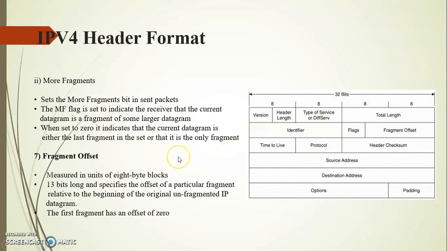Then is the fragment offset. It is measured in units of 8-byte blocks. It helps in reassembly at the destination. It is 13 bits long and specifies the offset of a particular fragment relative to the beginning of the original unfragmented IP datagram. The first fragment has an offset of 0. Here you can see the fragment offset.